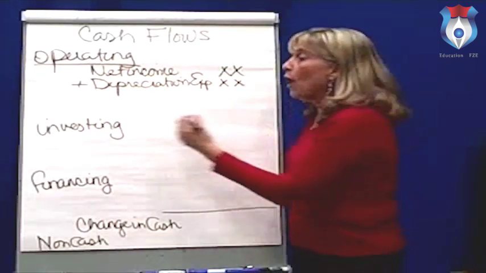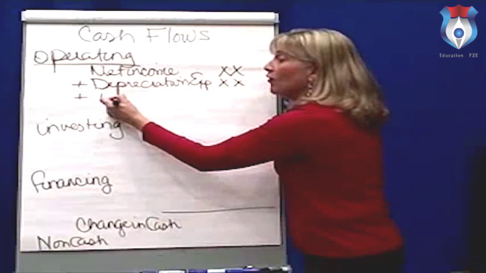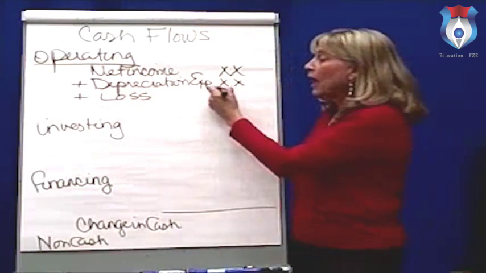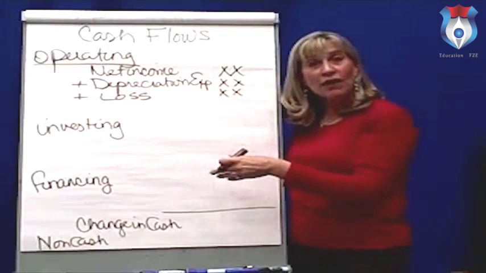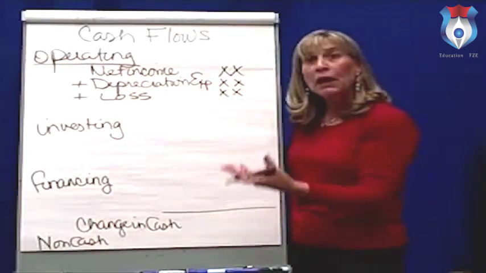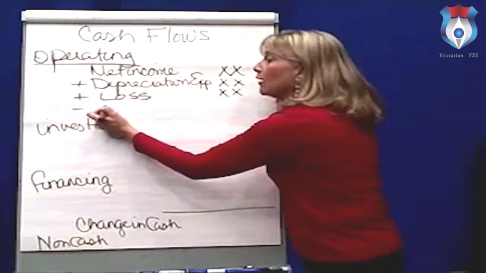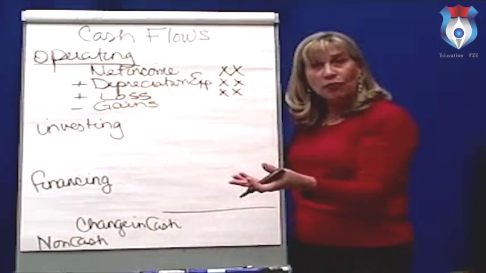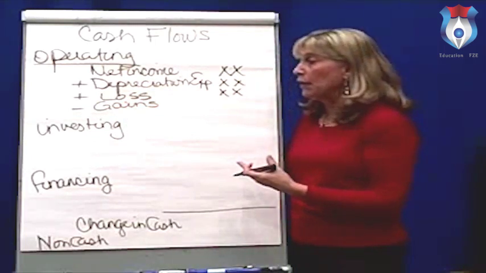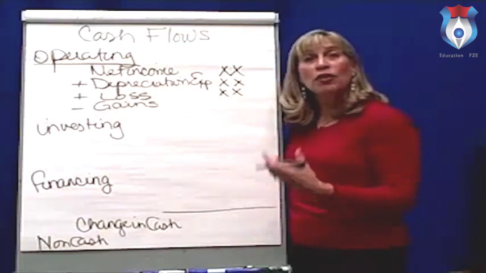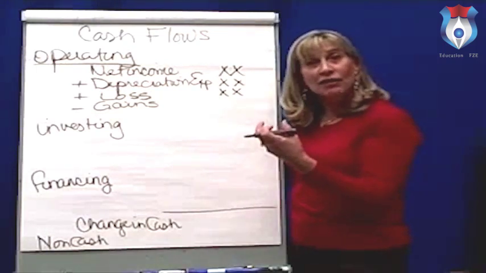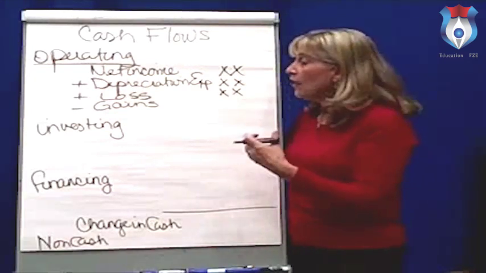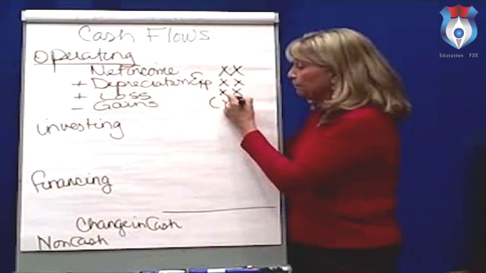We will also add back any losses, because losses did not take any cash out of our pocket when we sold our investments or our property, plant, and equipment. Likewise, we will subtract out any gains that we had when we sold investments or property, plant, and equipment, because the gain isn't what put the cash into our pocket. It's the cash proceeds from that sale that did it. So we're going to subtract that.